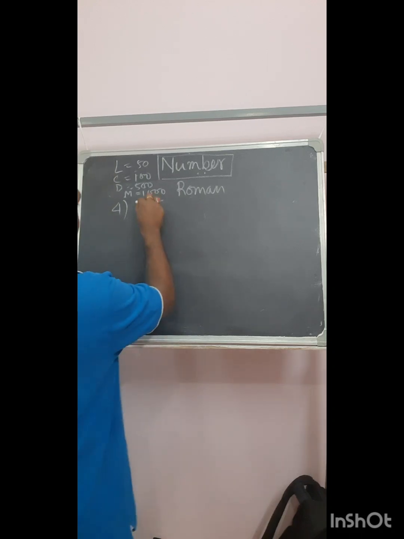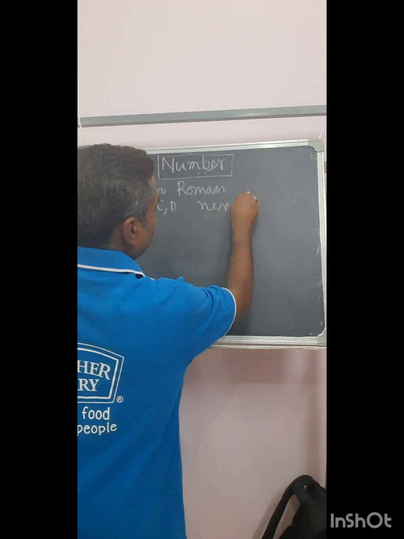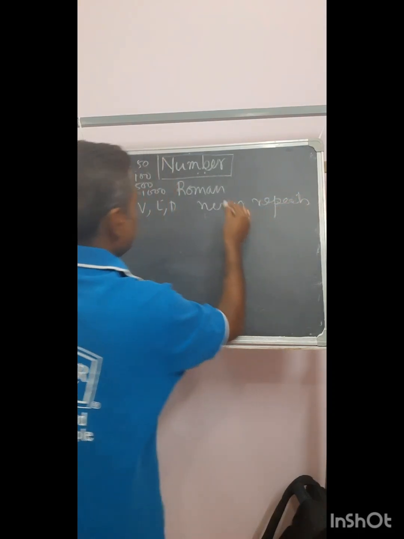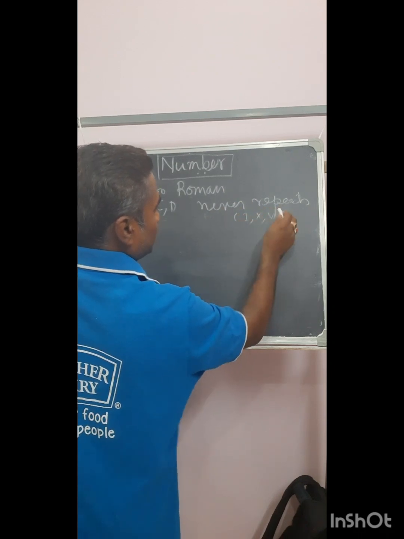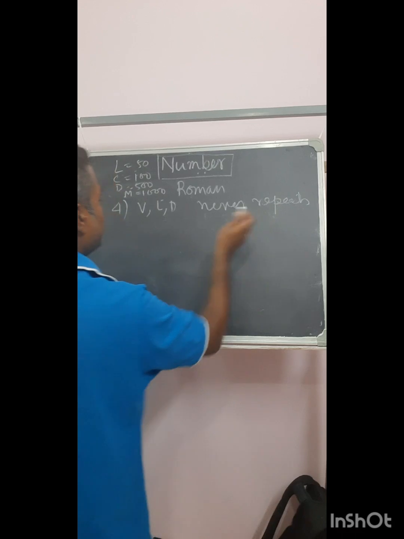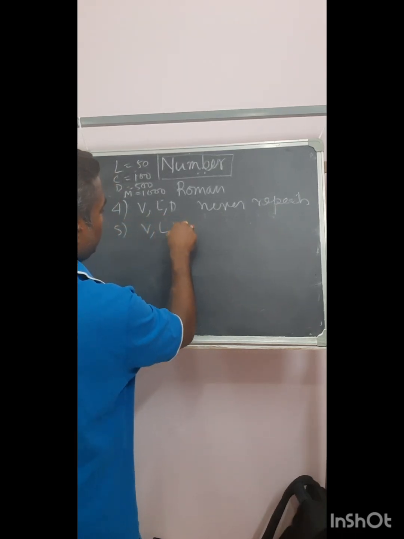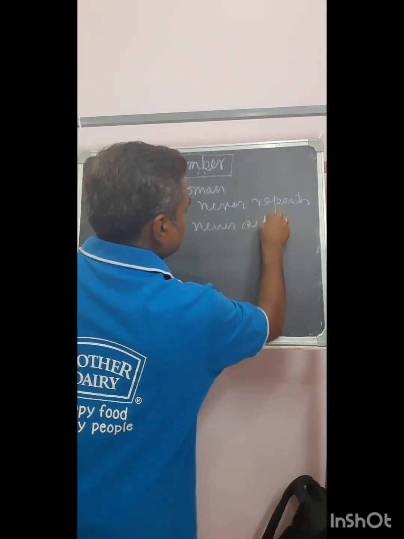It says V, L and D never repeat. Just like I, X or V, it can repeat, but this cannot repeat. Fifth is V, L, D never subtracted.